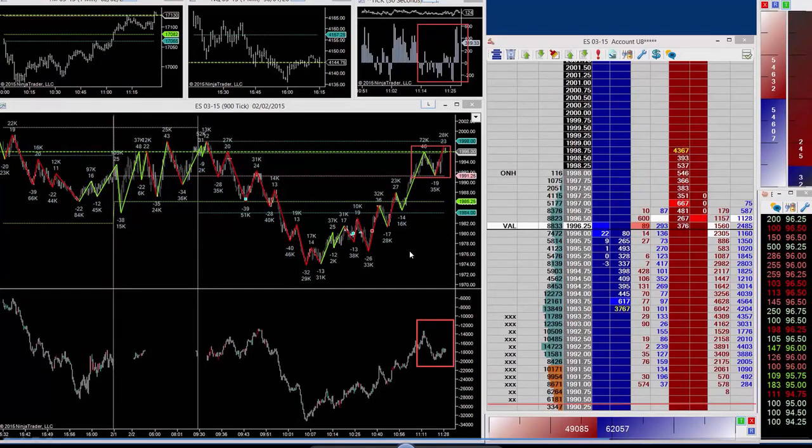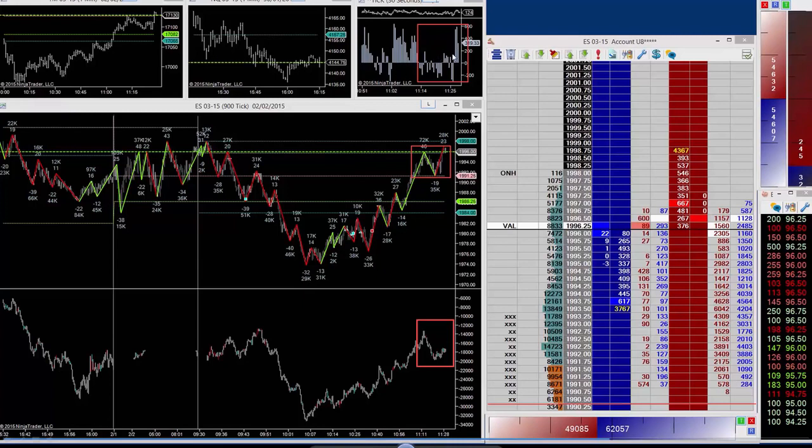Okay, and here is where we have a potential failure. So this is a bigger pullback. And we can see actually there's some delta move in this pullback too. But the Dow is still up. It would be nice to see what the Nasdaq was doing, but the chart's frozen.